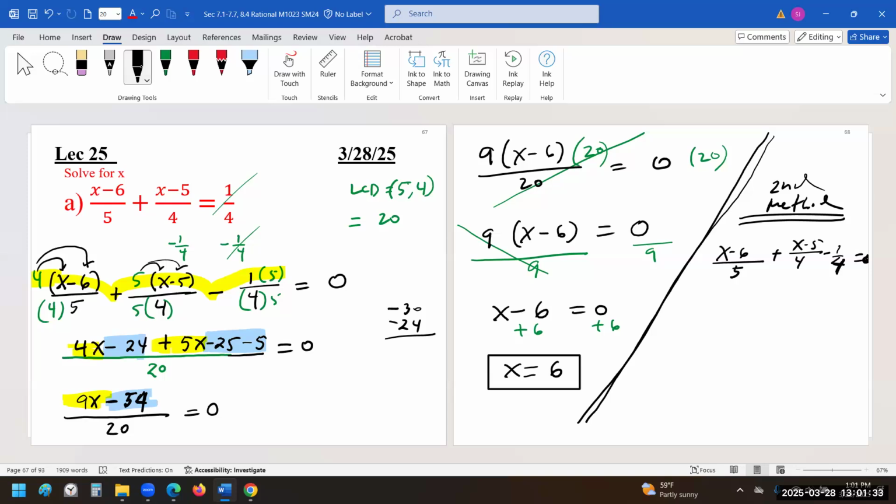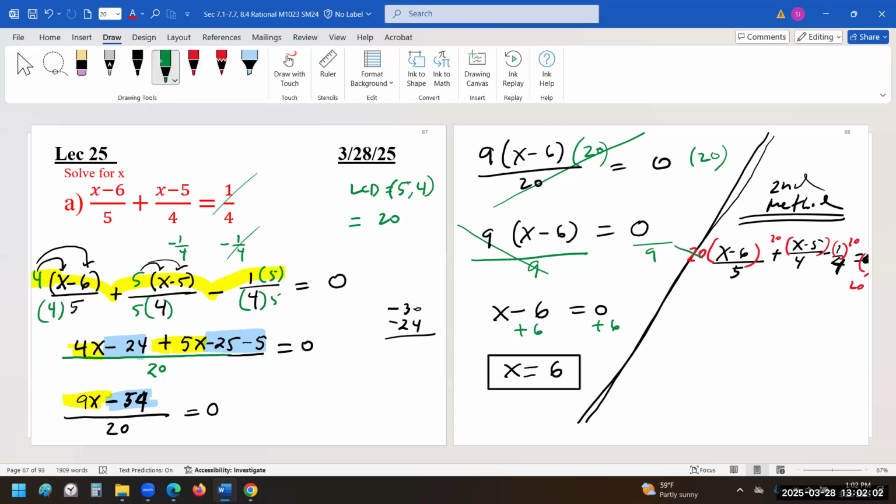If you don't want your denominators, you can get rid of the denominator in the second step. How? By multiplying every term, every numerator, by your LCD. So you multiply this by LCD 20, this by 20, this by 20, and also this by 20. You multiply everything on both sides of the equal sign by 20.